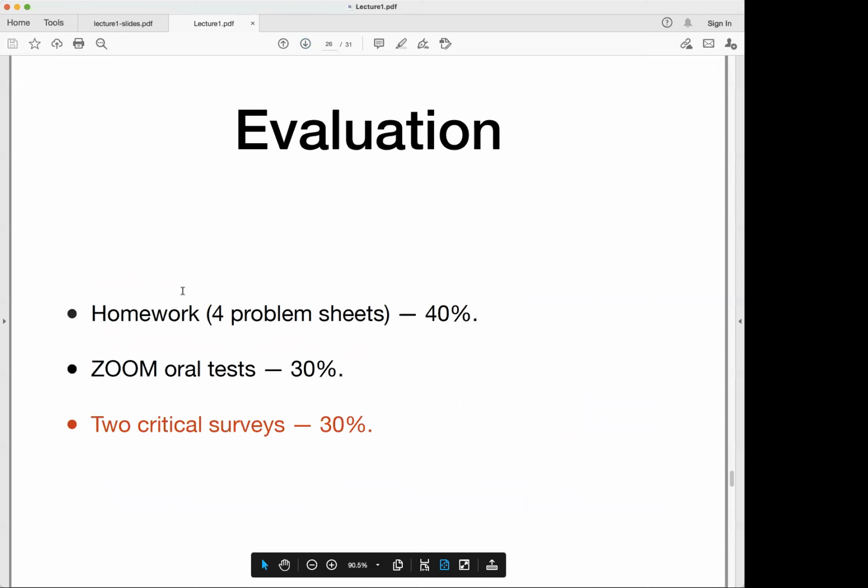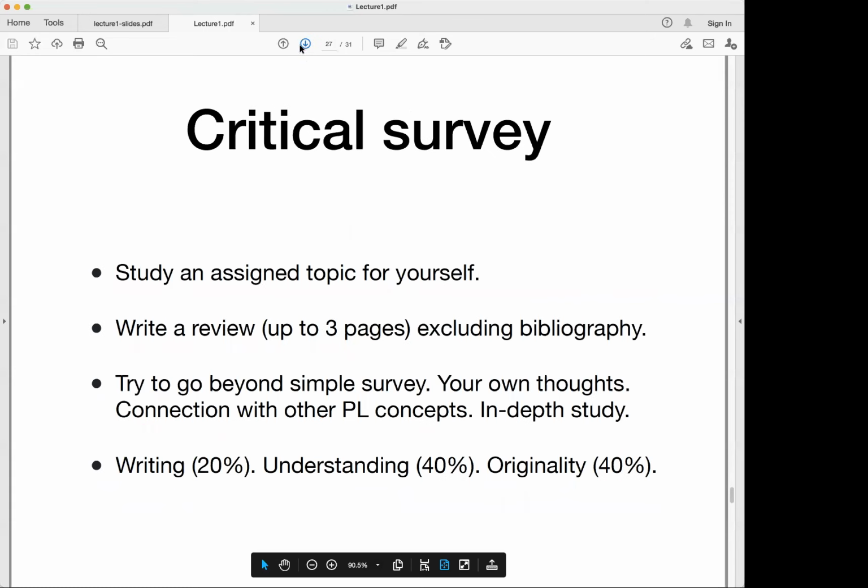Okay. And then there will be 2 critical surveys. These critical surveys are about studying an assigned topic for yourself and writing a short review about it. But ideally, I want you to go beyond simple surveys, simply summarizing what you looked at. That's okay, but ideally, I want you to do more than this. So in the course webpage, for instance, for the first topic, I pose a bunch of questions.